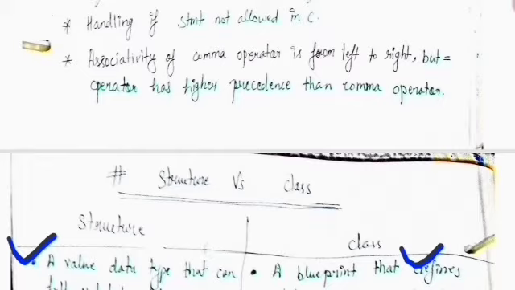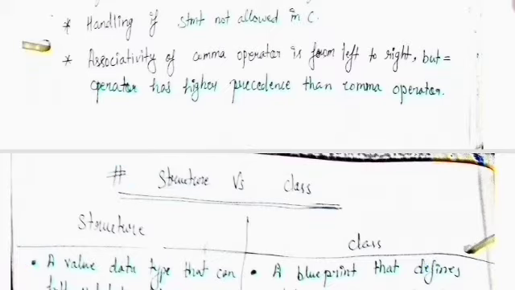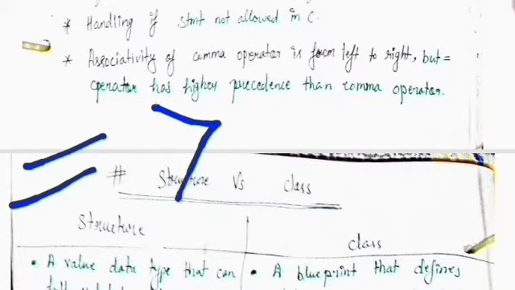And the associativity of the comma operator is from left to right, but the equal to operator, or assignment operator, has higher precedence than the comma operator. So this is the notable point, that the assignment operator, meaning the equal to operator, has greater precedence than the comma operator.